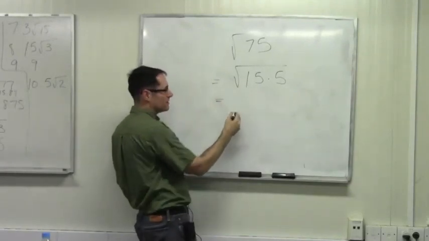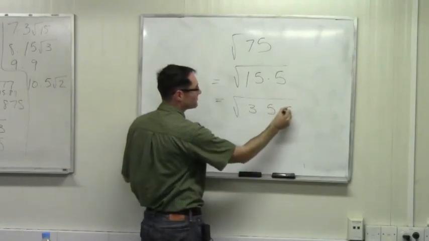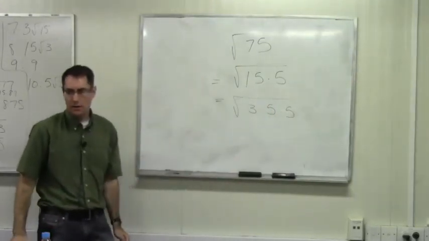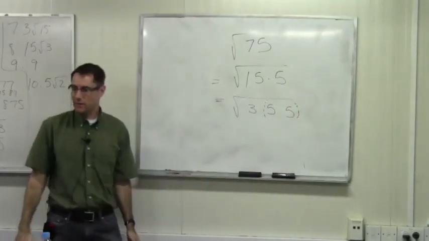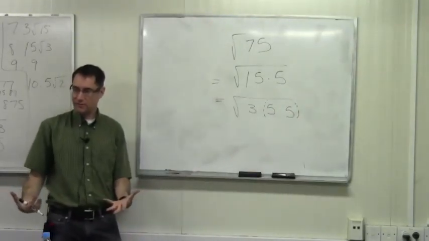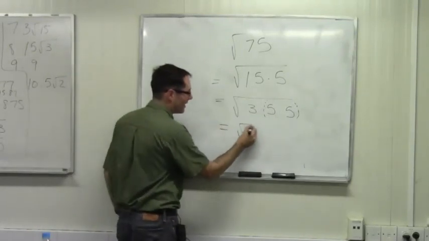So let's see. What goes into 15? 3 times 5 times 5. Are there any perfect squares there? Well, there kind of are. 5 times 5 is actually a perfect square. It's 5 times 5. Right? So I would probably do this.